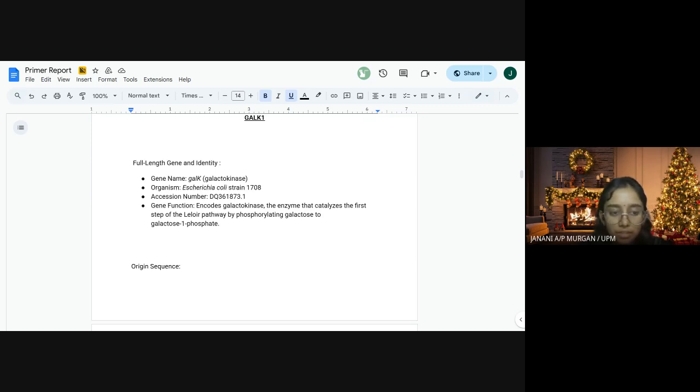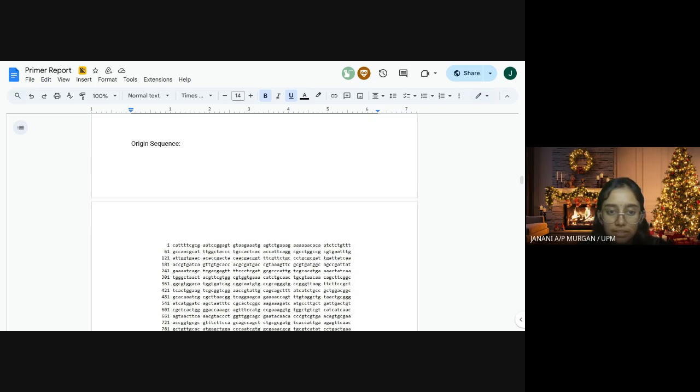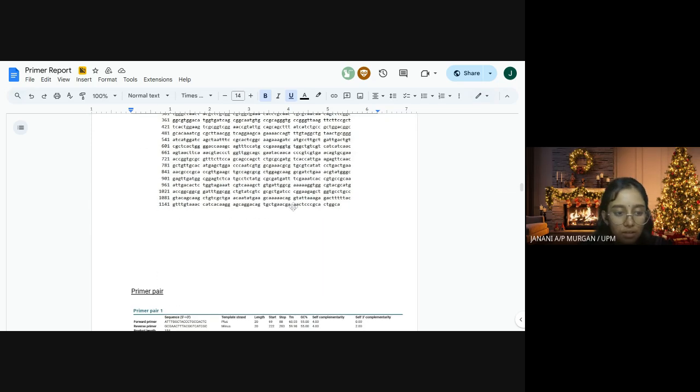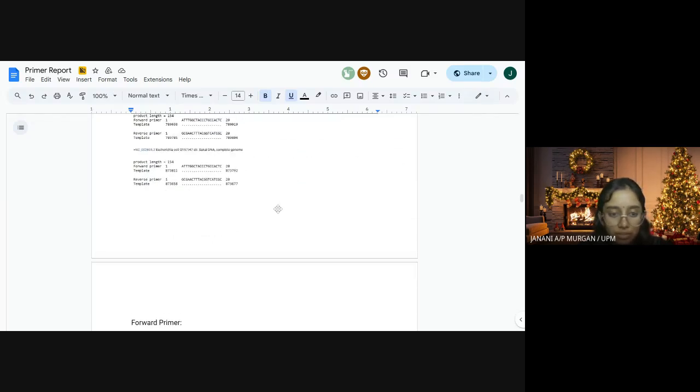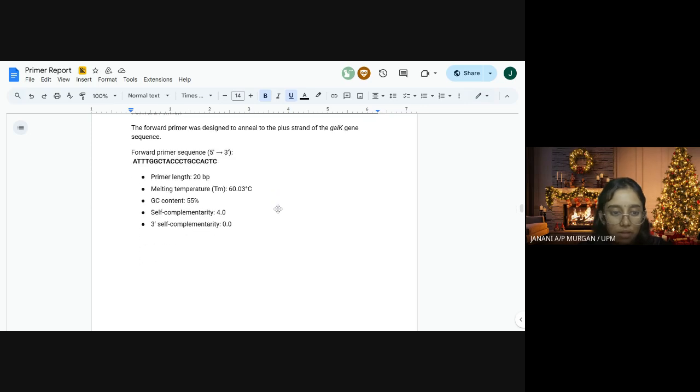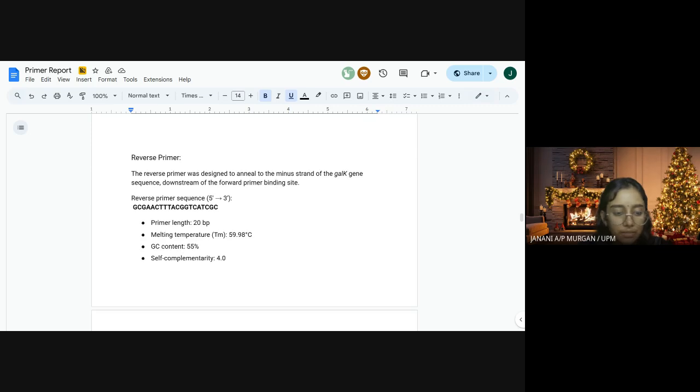The full-length gene sequence was obtained from the NCBI database using accession number DQ361873.1 from E. coli strain 1708, and this sequence was used as the template for primer design. So this is the origin sequence. Moving on to the primer design. Our forward primer sequence is this, and the reverse primer is here.